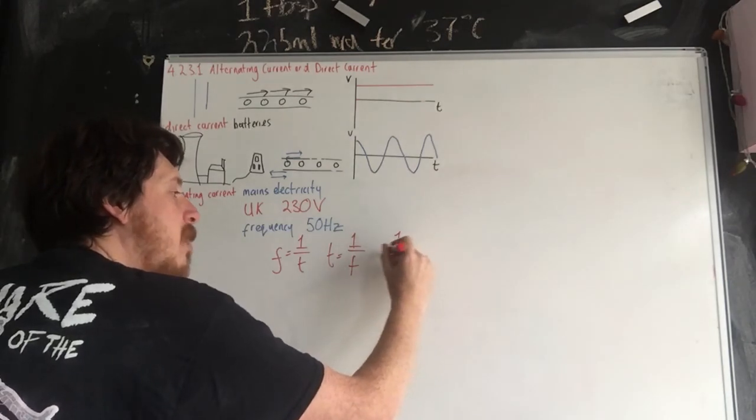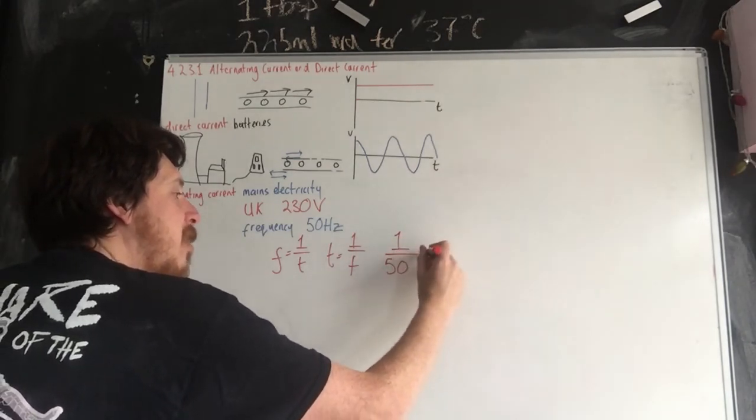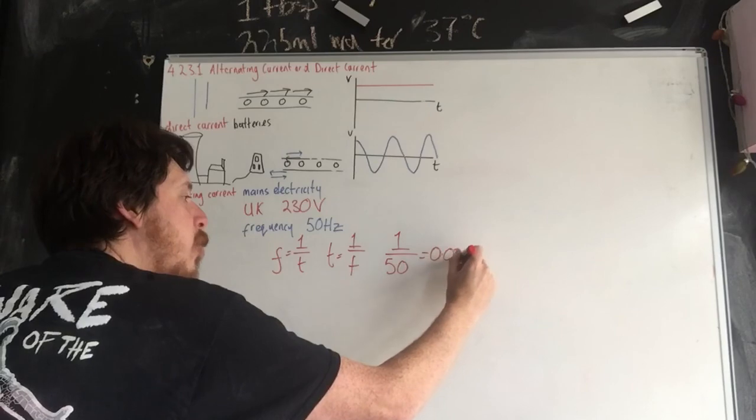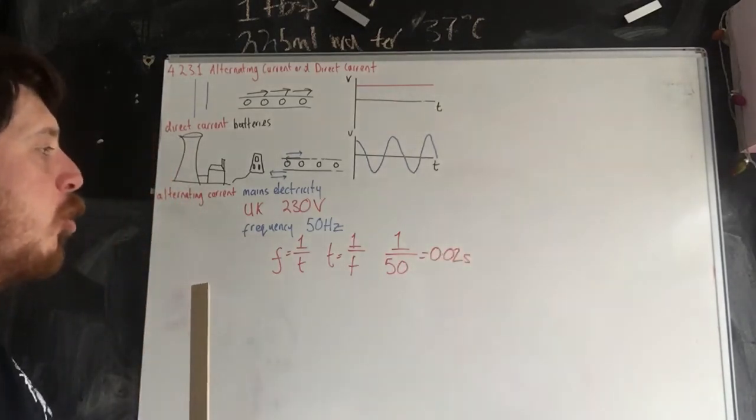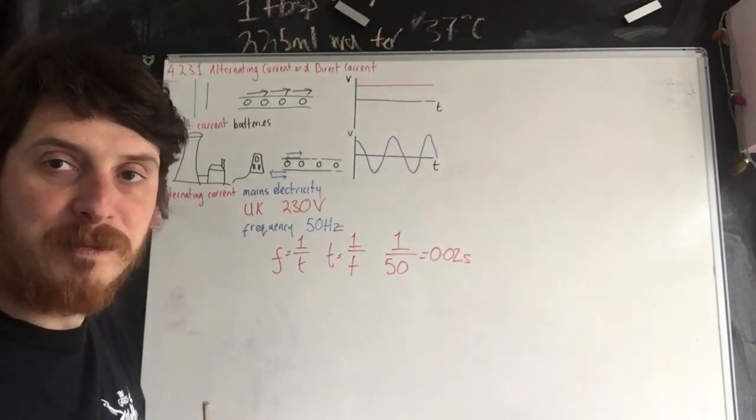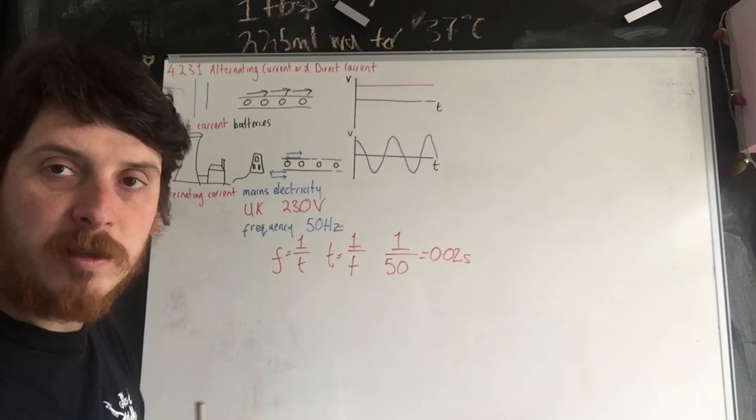So 1 divided by 50 tells us that those electrons move backwards and forwards every 0.02 seconds for a complete cycle. And that's direct and alternating current.